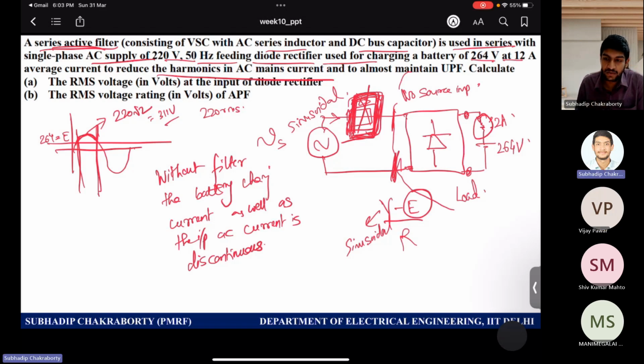So what can you comment now about the nature of the input current after connecting the filter? How will the input current be? Because it is told in the problem to maintain unity power factor, and also to reduce the harmonics. So unity power factor means the current will be continuous sinusoidal as well as unity power factor, that is, no phase shift. So it is a purely sinusoidal current in phase with the voltage. That is what is told in the problem after connecting the filter. Now can anyone tell me, if I make the input current sinusoidal, what will be the nature of the voltage at this point?